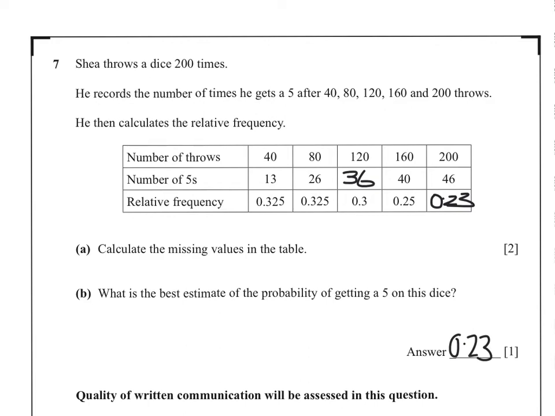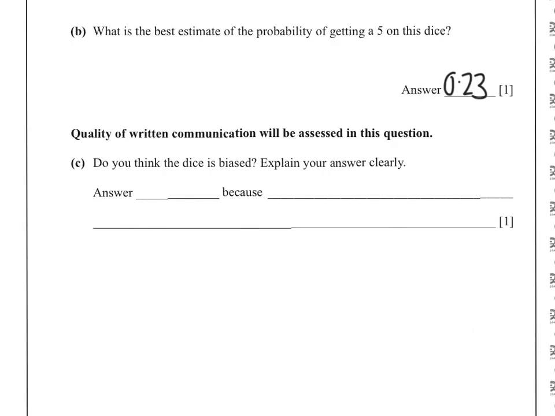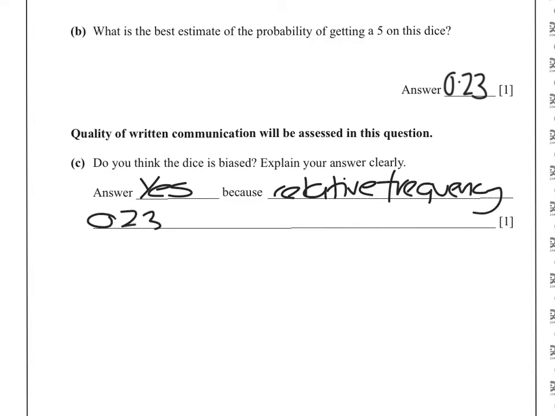experiments carried out. Do you think this dice is biased? Yes, because the relative frequency is 0.23, but the probability of getting a 5, which is 1/6, is only 0.16 recurring. So they're not the same.